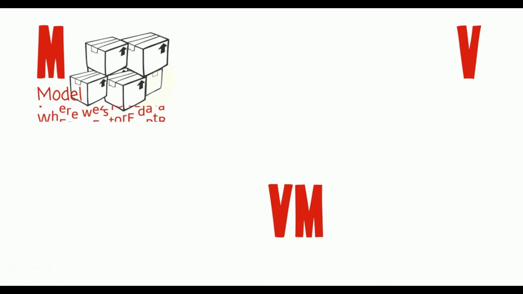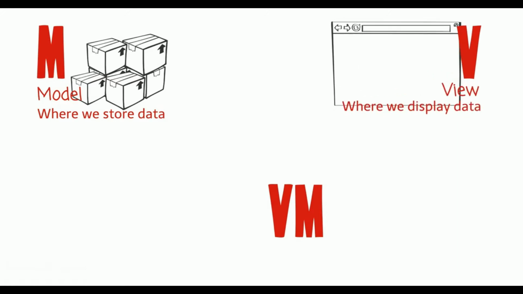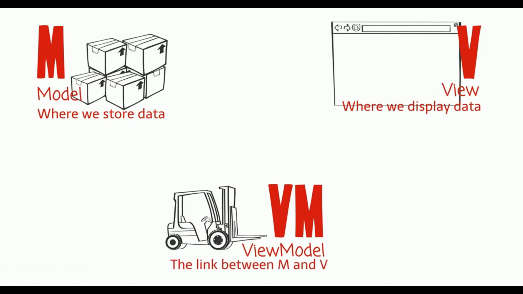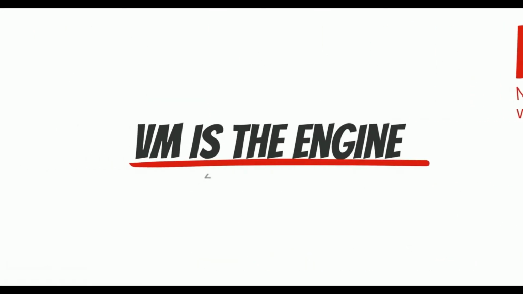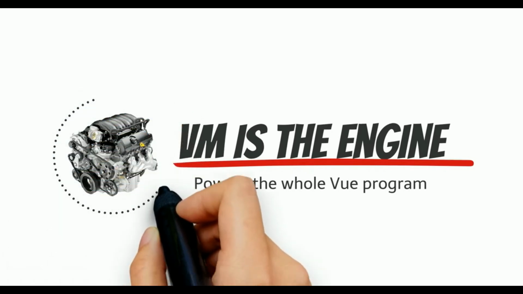M stands for model. It is the warehouse of data. Everything we want to display is stored here. V stands for view. It is where we present data to users. Basically, V is the HTML and CSS program. VM stands for view model. It links M and V. With its help, data can travel from M to V. Therefore, VM is the engine that powers the whole Vue program.